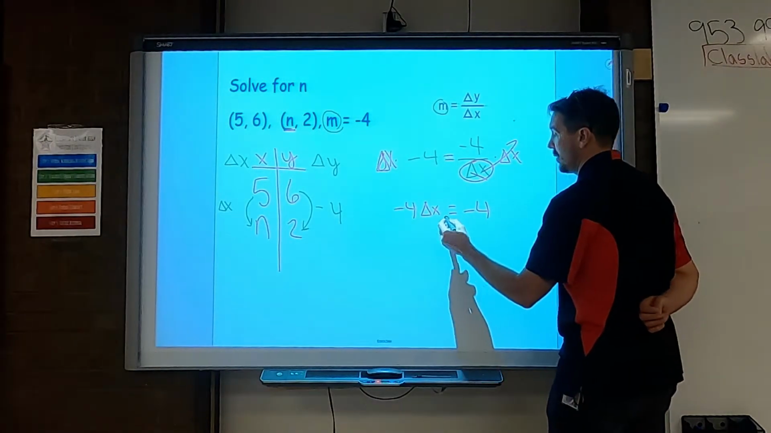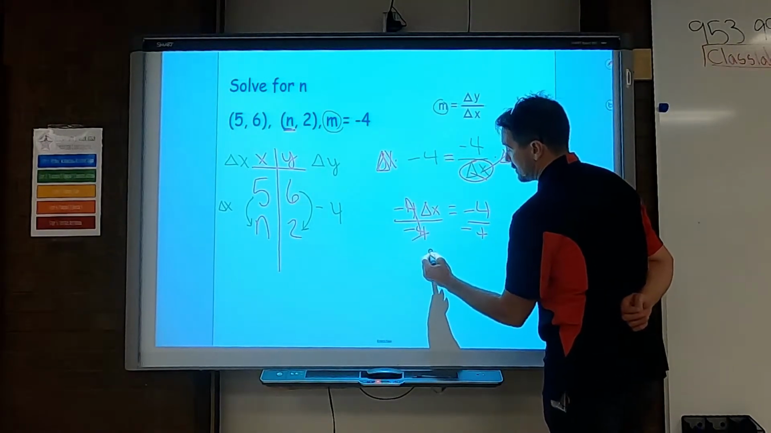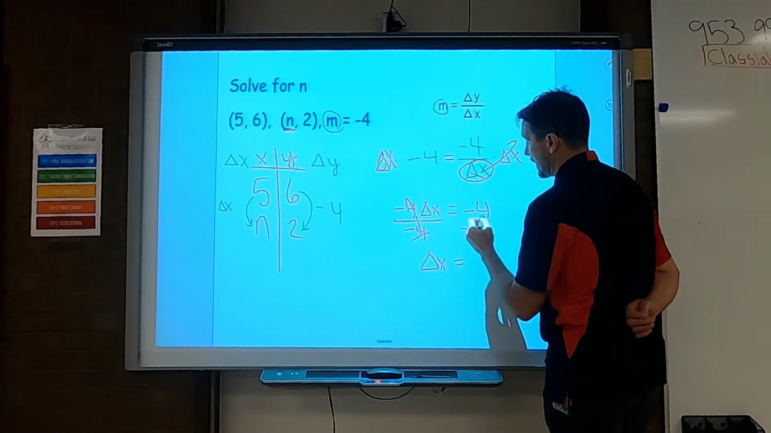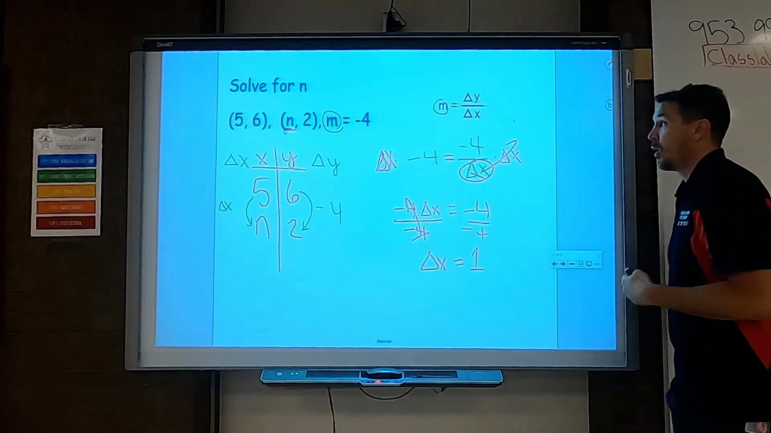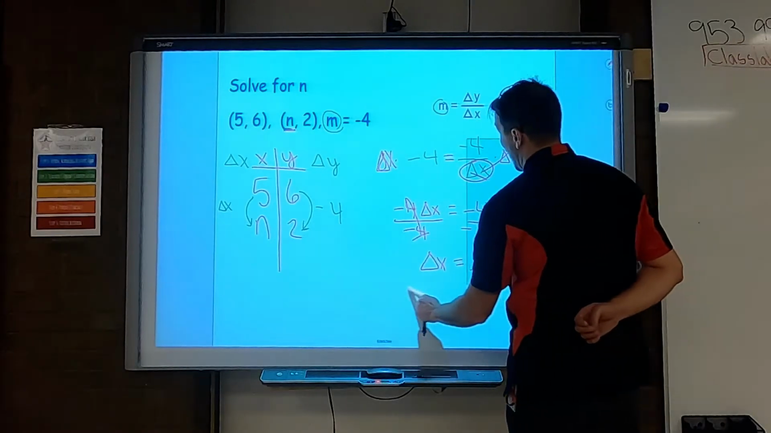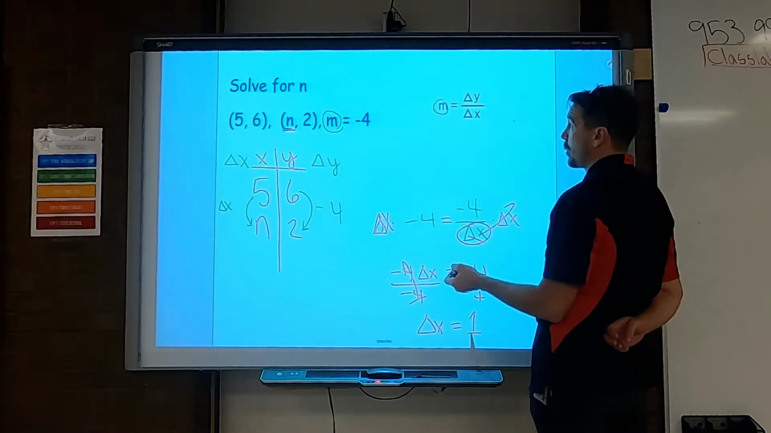And then to get x alone, divide by negative 4, divide by negative 4. And that gives me the change in x equals negative divided by negative is a positive, and 4 divided by 4 is 1. Or, like I told you before, I really recommend that when you're doing these types of problems, you set up a proportion.